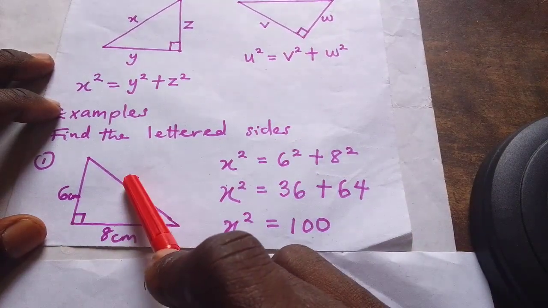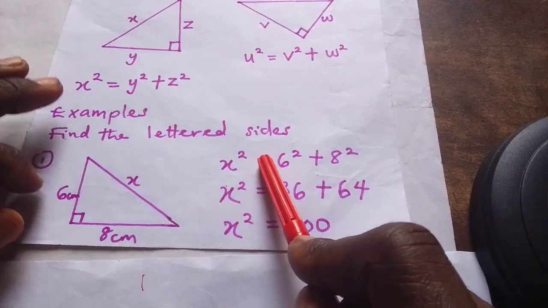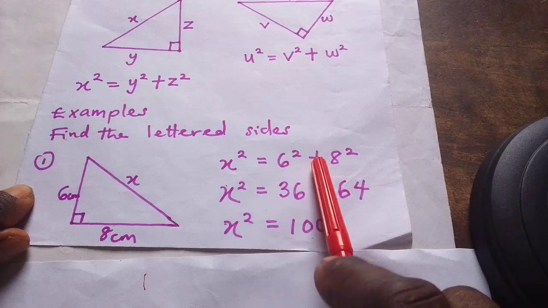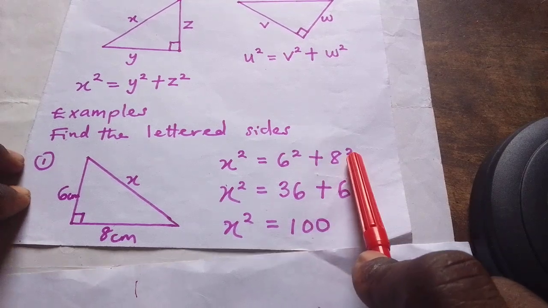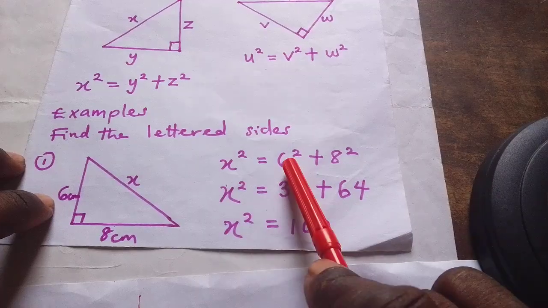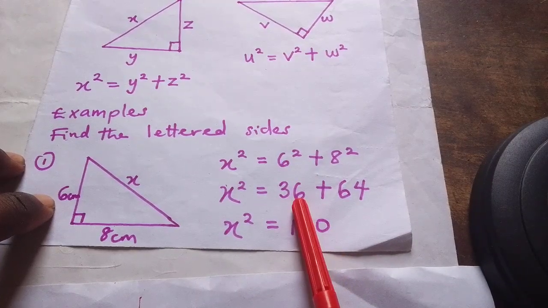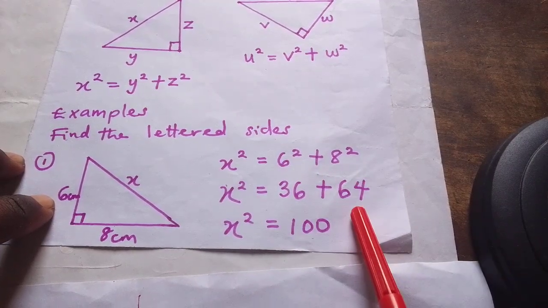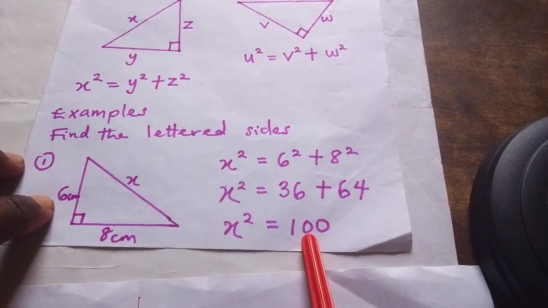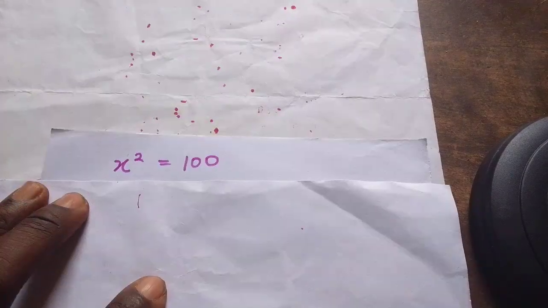So that means you now say X square should be equal to the squares of these other two sides, that is 6 square plus 8 square. So X square is equal to 6 square, which is 36, plus 8 times 8, which is 64. So 36 plus 64 will give you 100. So your X square should be equal to 100.